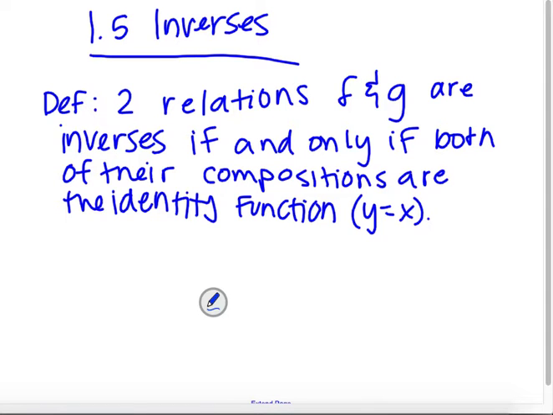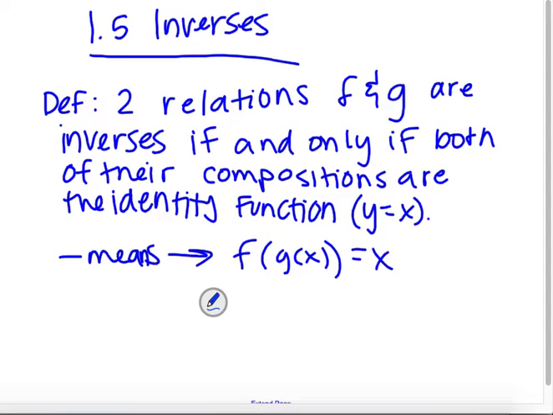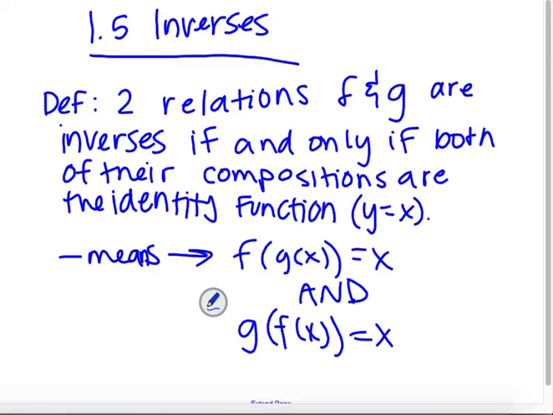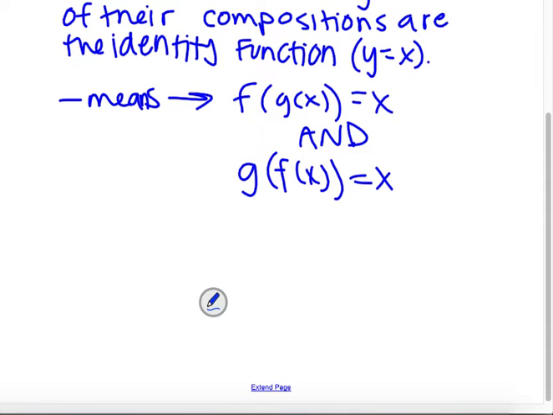So if you do the composition, which is what we talked about last time, that means that f of g of x is equal to x, and that g of f of x is equal to x. If you do the compositions for both of those functions, then they are inverses of each other. So they don't have to be equal to each other, they have to both equal x.